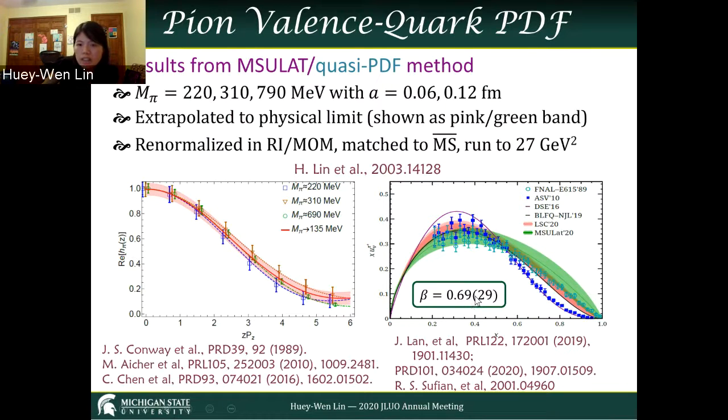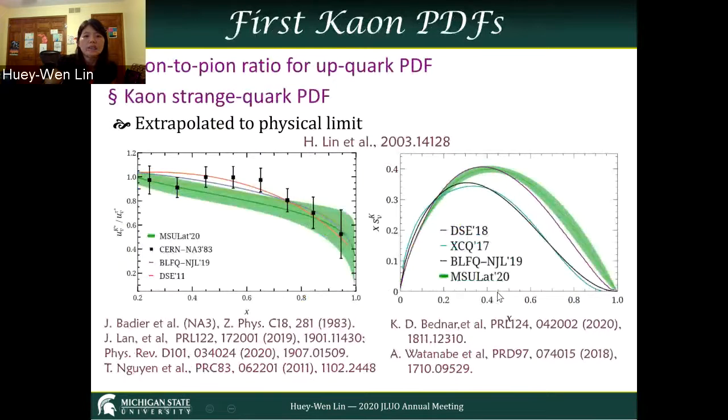Okay, sorry, this is wrong. Anyway, we come up with something that's close to 1 as well. Sorry for the typo here, I'll fix it later. And then we are also able to start to look at the kaon structure as well.